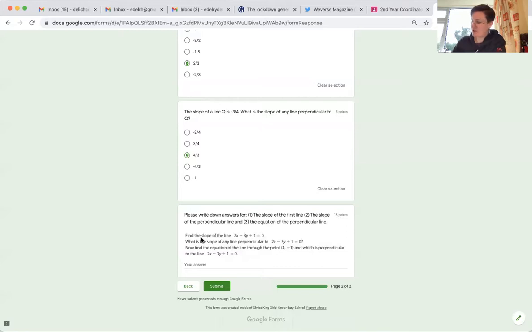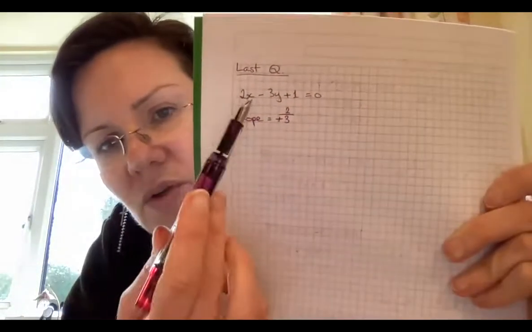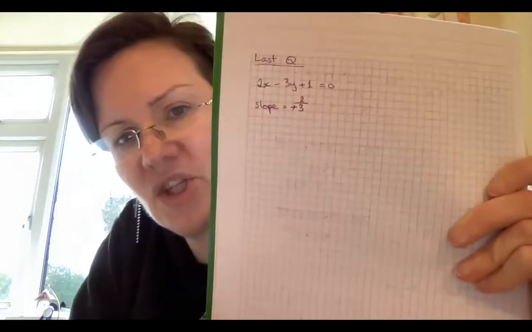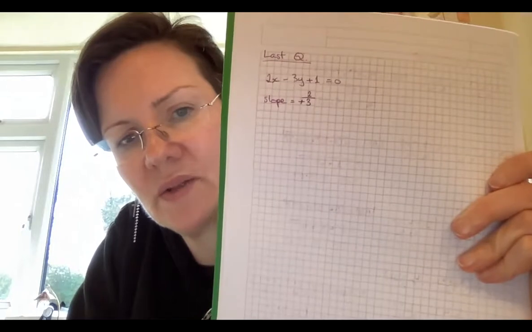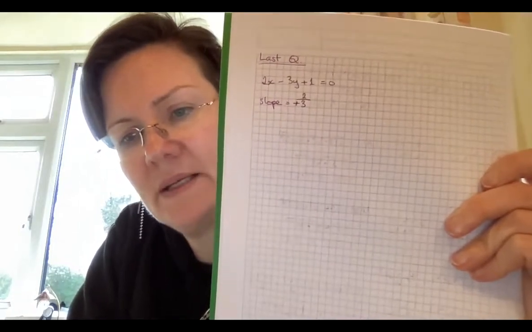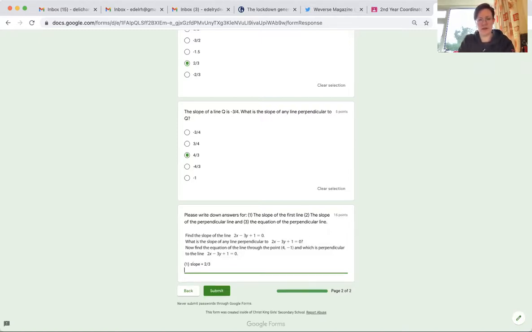the x coefficient divided by the y coefficient and change the sign. Okay, so let me hold that up there. The x coefficient divided by the y coefficient. So the 2 divided by the -3 and change the sign. So the slope was 2/3. 2/3 is what I was looking for there for the first thing. And again, this is one where I would be looking for your rough work. So for part 1, the slope is equal to 2/3.